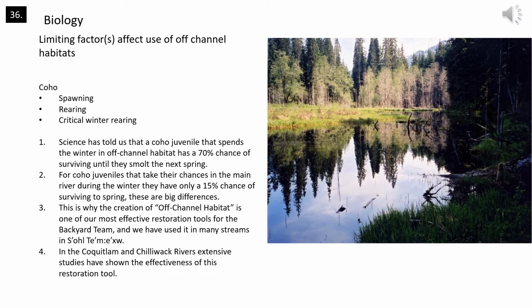In a stream with functioning off-channel habitat that these juvenile coho can get into, 70 smolts go to the ocean. In the other one, 15 smolts go to the ocean. This is a big difference.